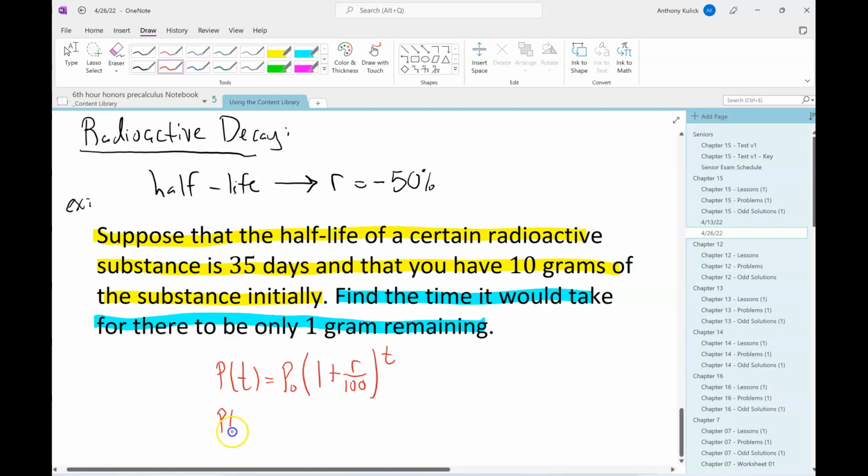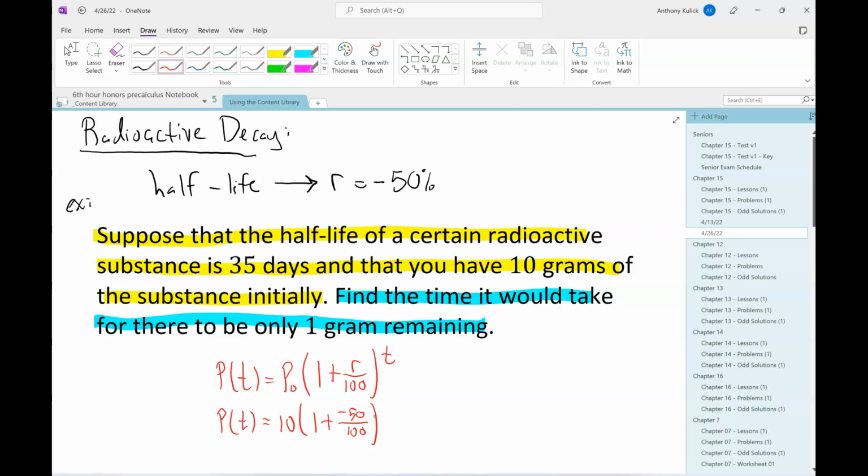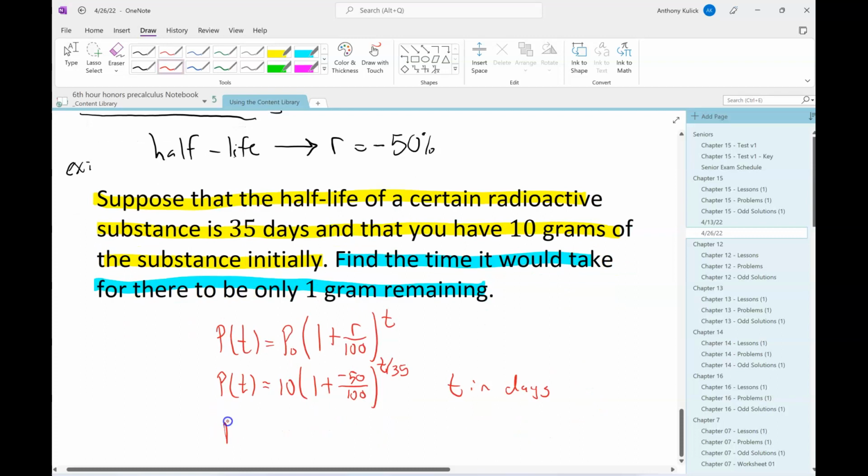So the initial amount, the P naught, is 10. The R is negative 50 because it's a half-life situation. And the half-life is happening every 35 days. So instead of T, we should write T over 35, where T is in days. And if we simplify that down, 1 plus negative 50 over 100 is 0.5. Boy, that sure looks like a half now, doesn't it?